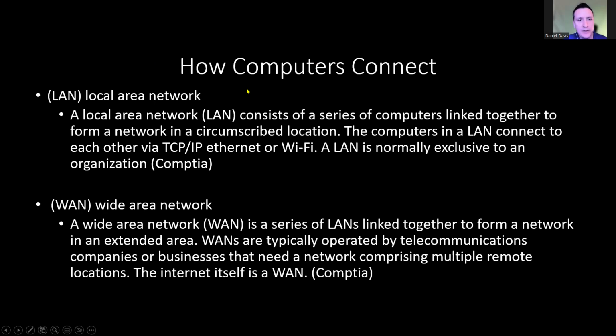LAN, local area network, consists of a series of computers that are linked together, usually in a close geographical area. You can use TCP/IP, Ethernet, you can use Wi-Fi, either way, totally fine for a LAN connection. A WAN is a wide area network, so it's a series of LANs linked together, or at least this is how CompTIA defines it. Let's talk a little bit about WAN technologies.